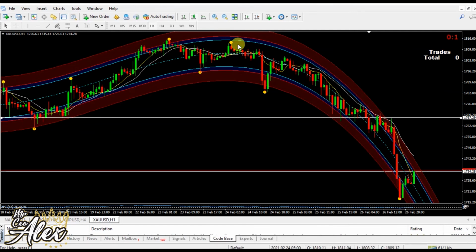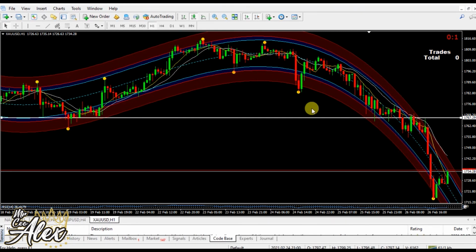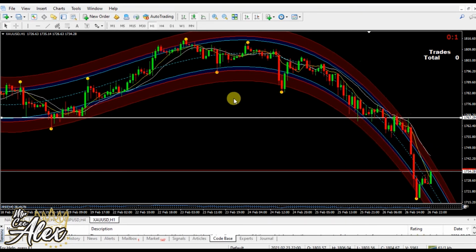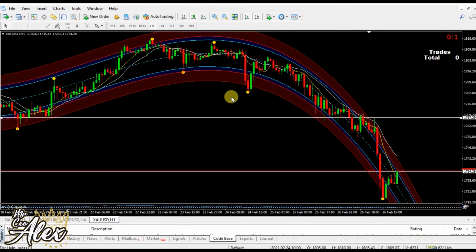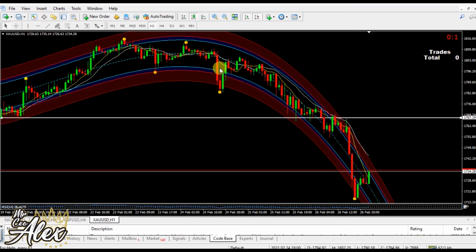So basically you just buy, sell, buy, sell. Just always remember to use your support and resistance, guys, and follow proper risk management. As you can see, this sell signal came all the way down here. So this indicator is very, very powerful.